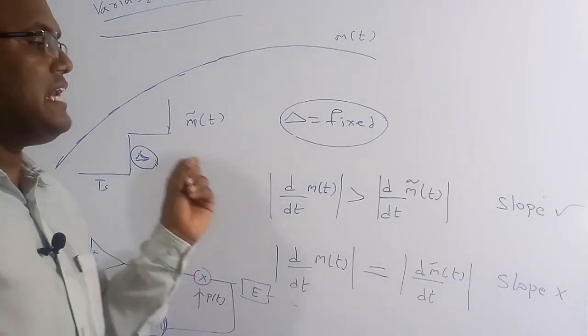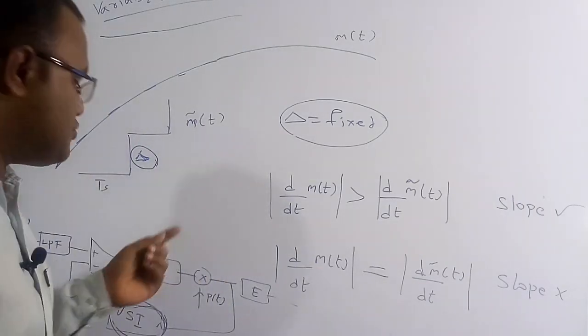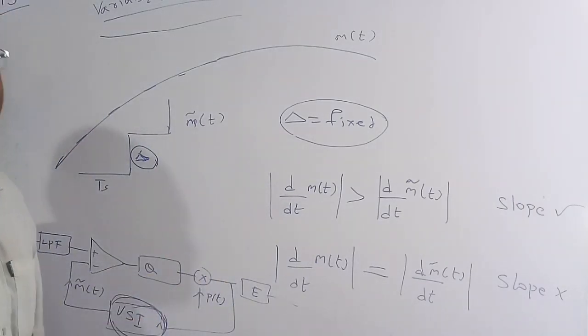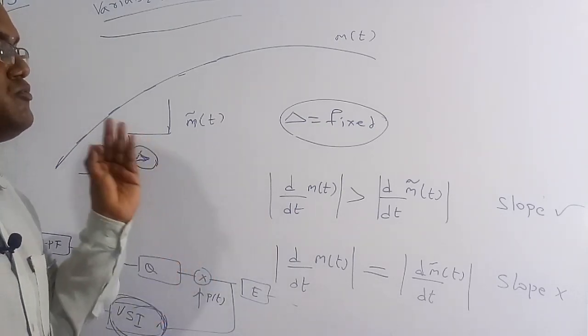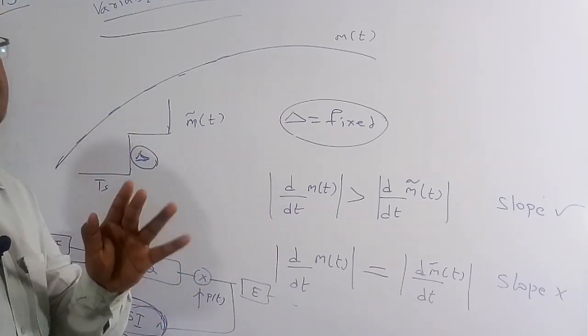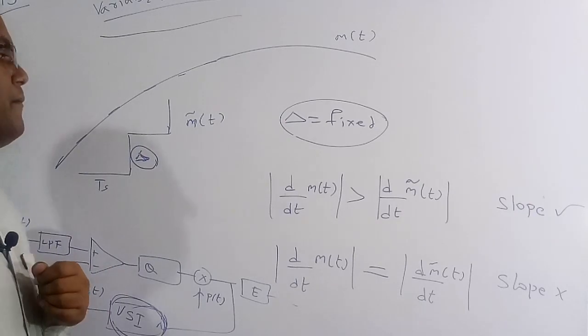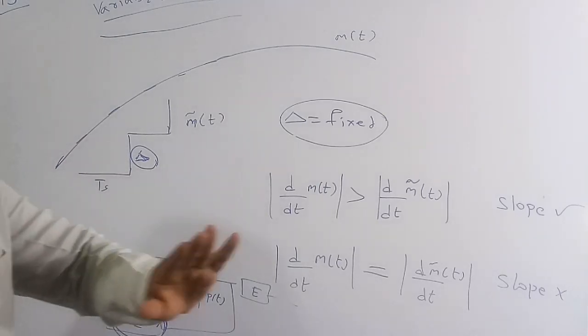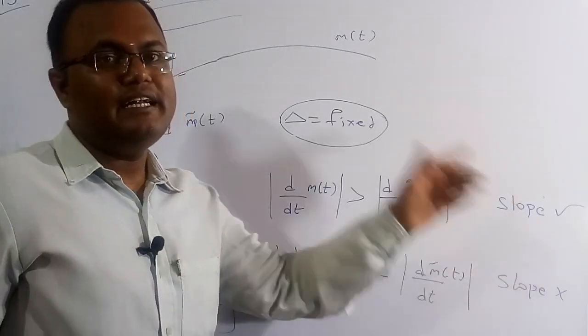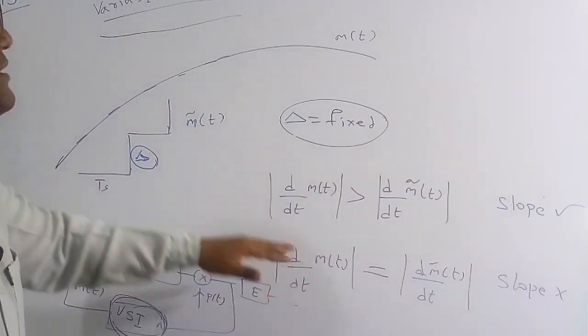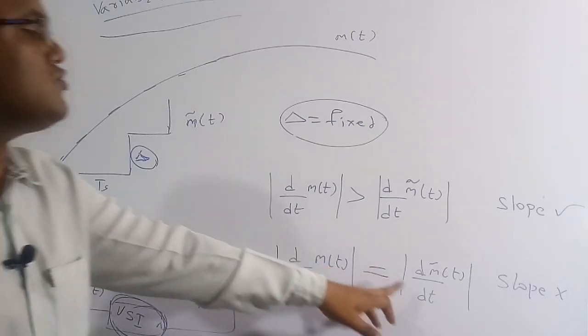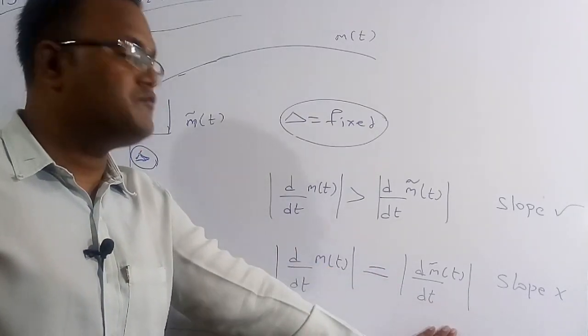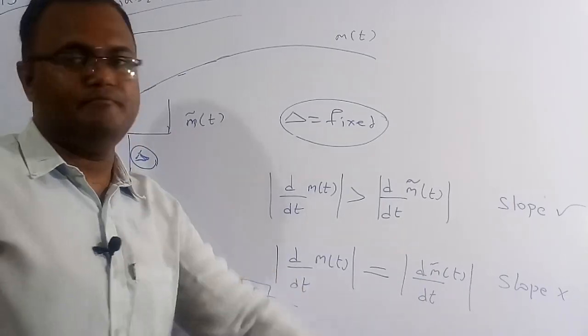Basically, in adaptive delta modulation also we use this variable slope integrator, and that is the reason there is no slope overload problem in adaptive delta modulation. So finally, if we replace this integrator with a variable slope integrator, there will be no slope overload problem in delta modulation, because we make the slope of the message signal equal to the slope of the staircase waveform at each and every instant of time.